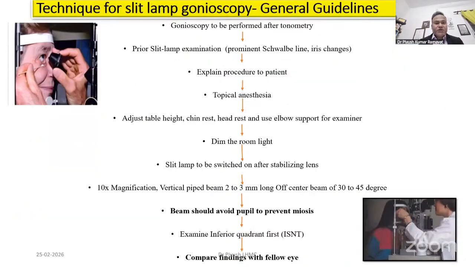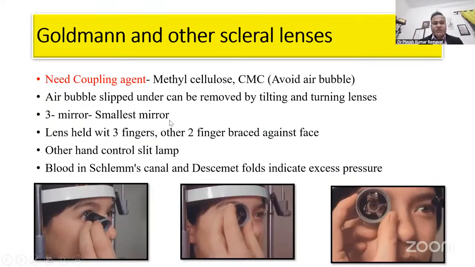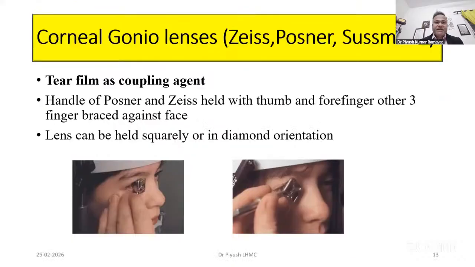While doing the gonioscopy, remember it should be done after the tonometry, and the beam of light should not pass through the pupil because it will cause miosis and iatrogenic widening of the angle. Goldmann scleral gonioscope will need coupling agents like methylcellulose, CMC. These coupling agents will be needed in a scleral gonioscope, but a corneal gonioscope will use tear film as a coupling agent.